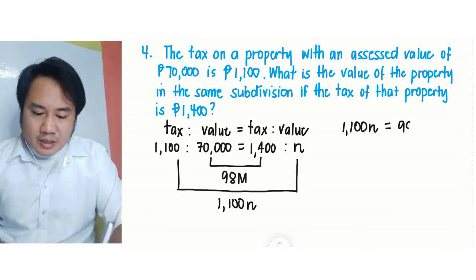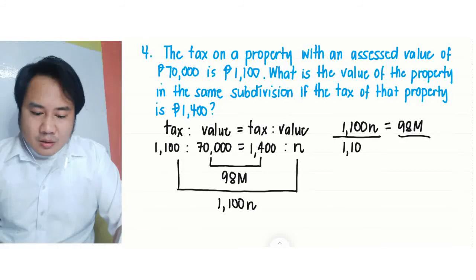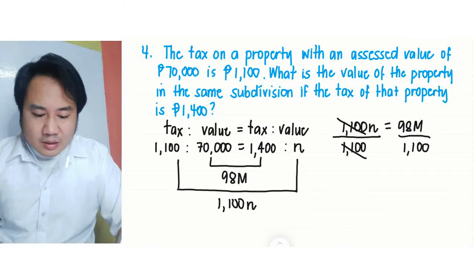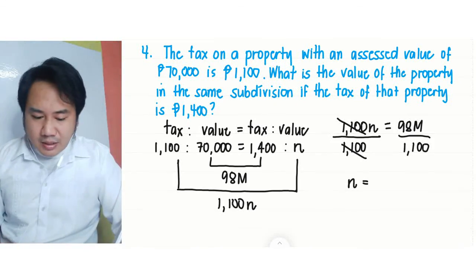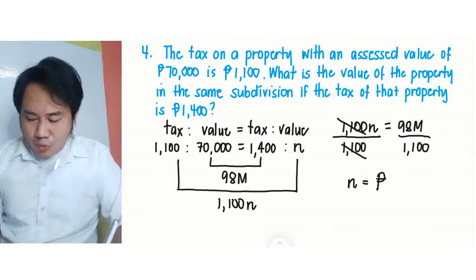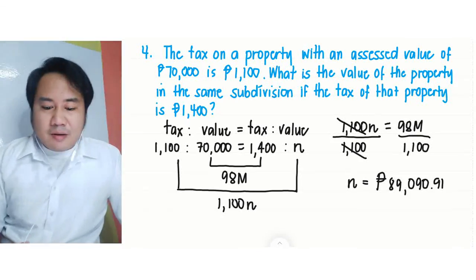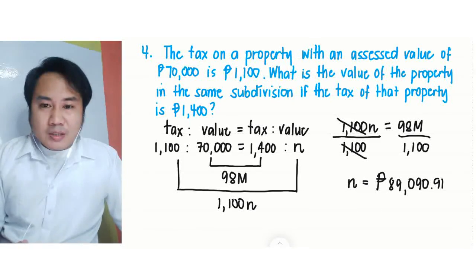equals 98 million. To solve for n, we divide both sides by 1,100 for us to cancel 1,100 here, leaving us with n equals 98 million divided by 1,100, which is equal to 89,090 pesos and 91 centavos. That is the assessed value of that property having a tax of 1,400.